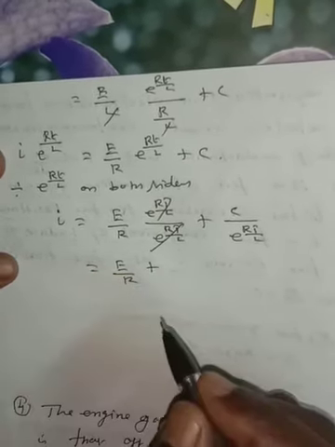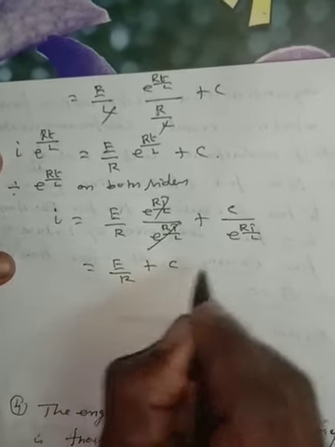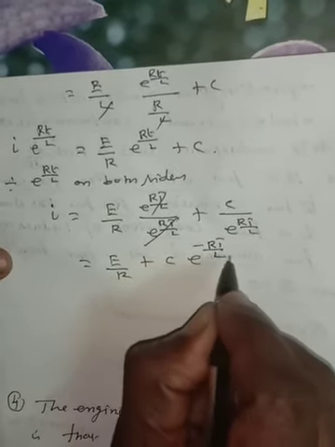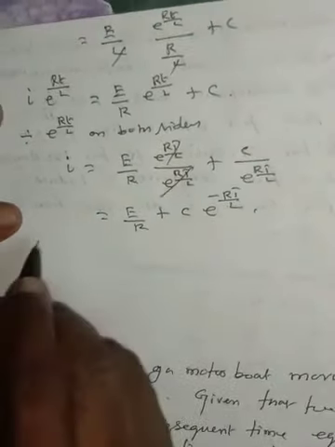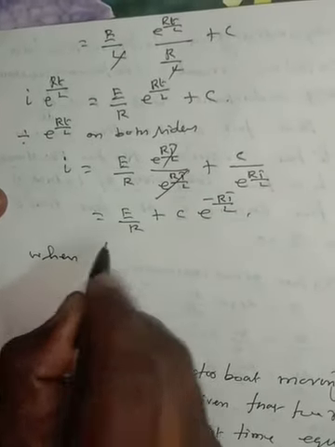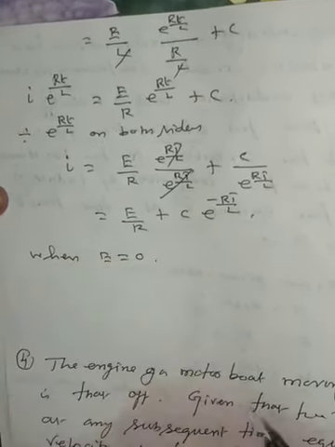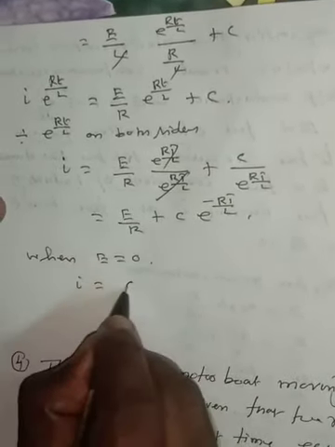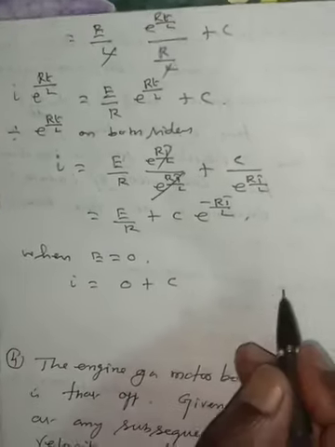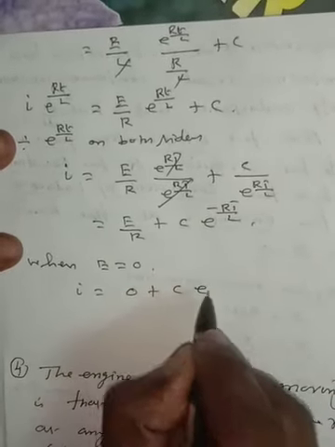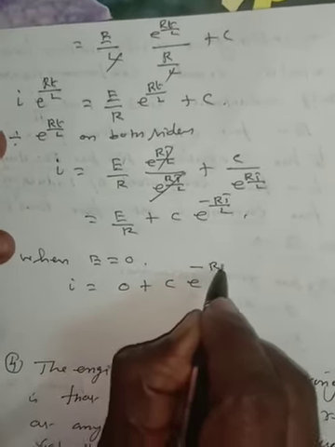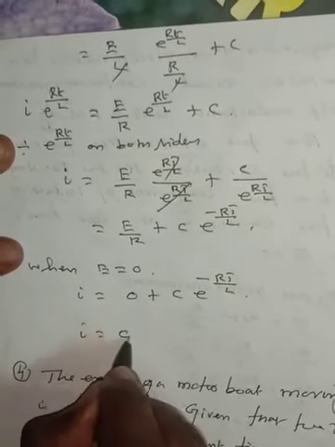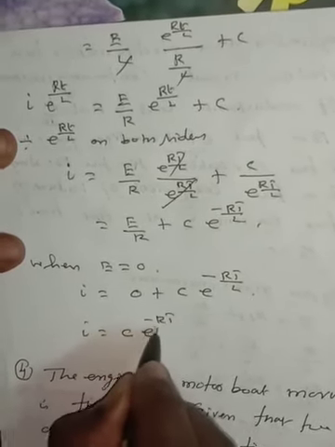Plus C into e to the power of minus RT divided by L. When E is equal to 0, I is equal to 0 plus C into e to the power of minus RT divided by L. So I is equal to C e to the power of minus RT divided by L.